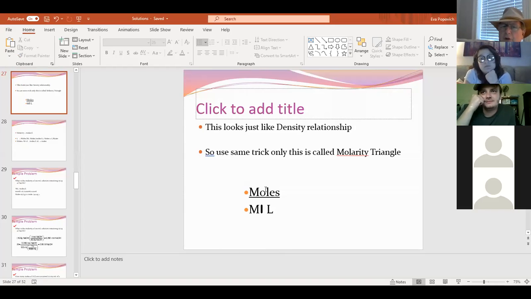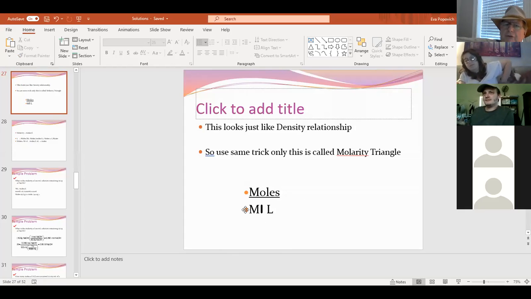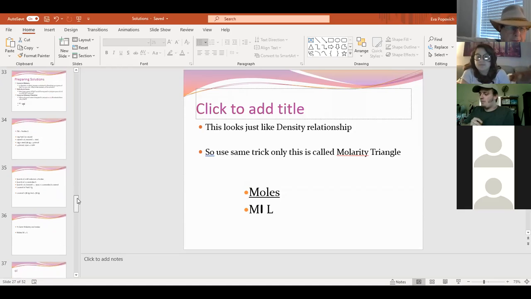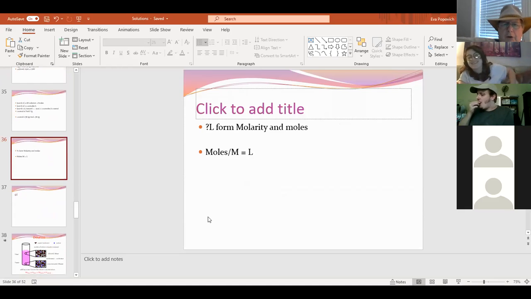But if we're dealing with the triangle, there's a line between moles and liters. Moles divided by liters equals molarity. There's a line between moles and molarity. Moles divided by molarity equals liters. Molarity and liters are on the same level, so molarity times liters gives me moles. That's how you deal with the triangle.